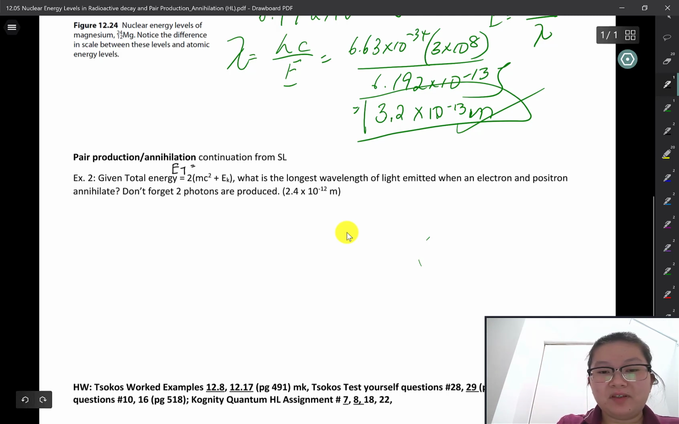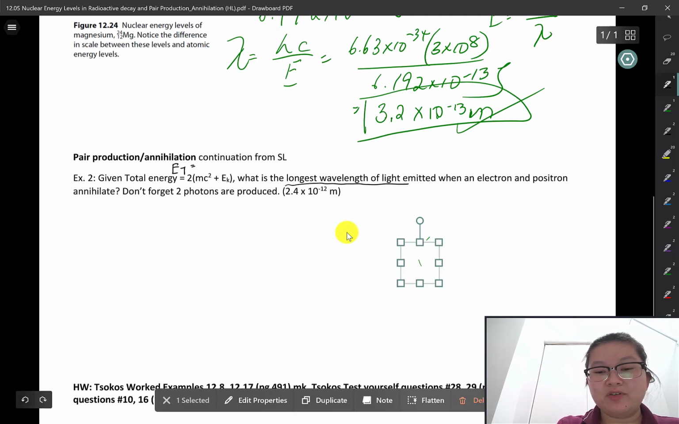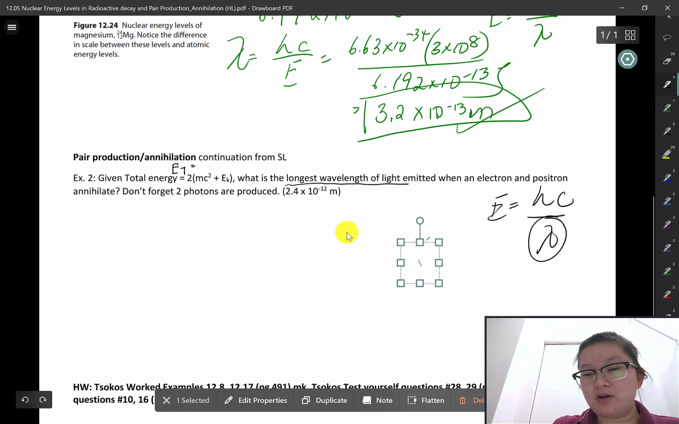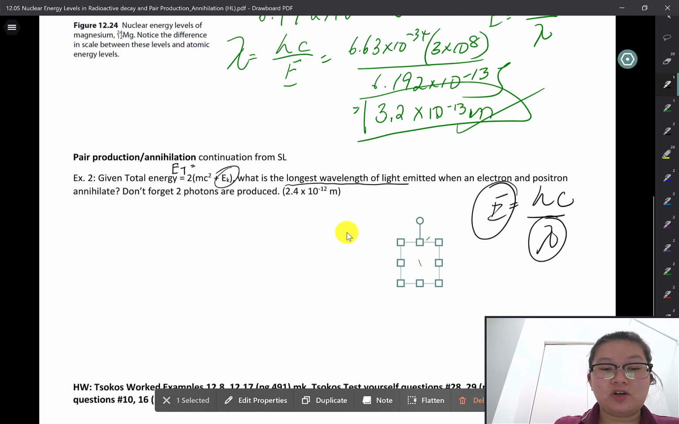Now, when we're talking about the longest wavelength of light that could be produced, if we take a look at the Planck-Einstein relationship, the longest wavelength corresponds to the lowest energy produced. So the electrons and the positrons are going to have a certain amount of mass. That's not going to be able to change. What could change is the amount of kinetic energy it goes into this annihilation, which could be 0 to give us the longest possible wavelength.